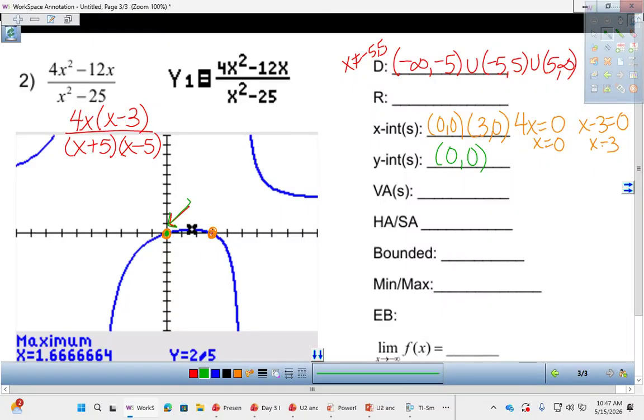That's how I'm getting it from the graph, but from the equation, I could put zeros in all these places. And I ultimately end up with 0 over negative 25, which is (0, 0). These are the same. So if you have restrictions at negative 5 and 5, you have asymptotes at negative 5 and 5 as well.